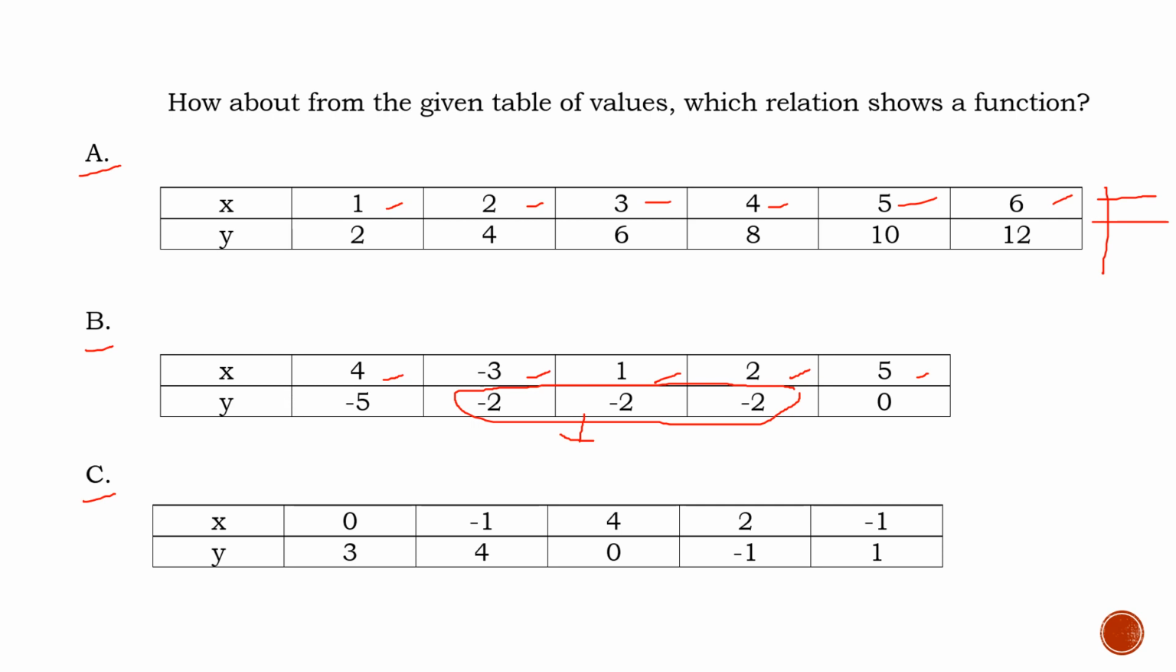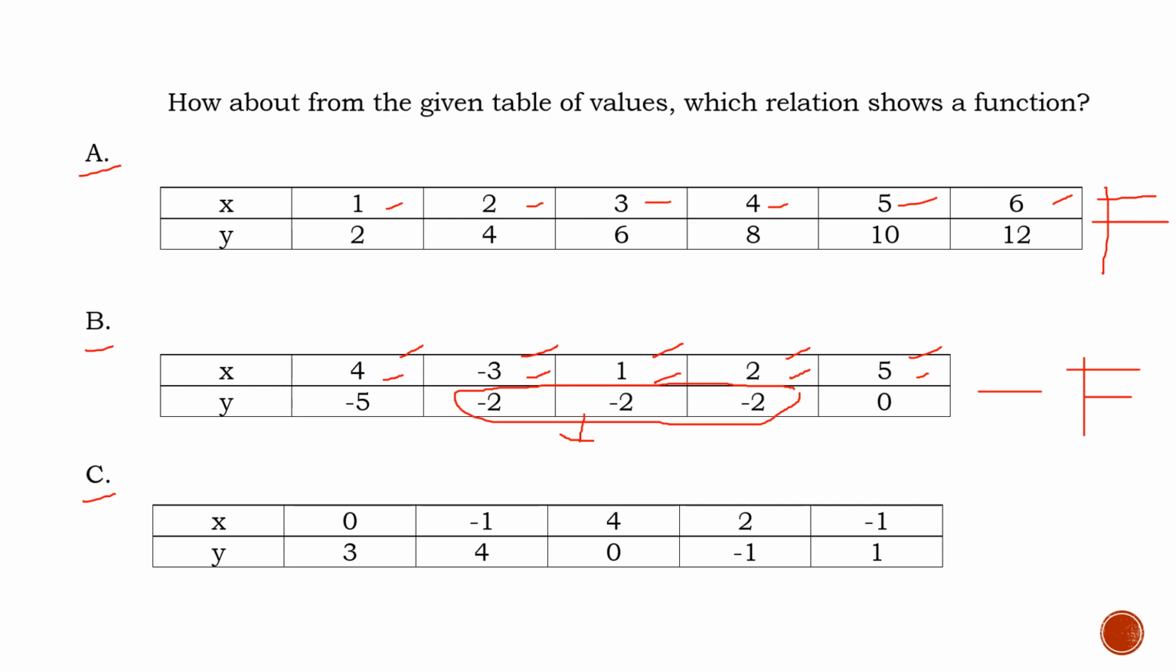Again, if there is no repetition in your x values, it's automatic, even if there is a repetition in your y values. As long as there is no repetition in your x values, then the given table shows a function. Why? Because there is no repetition in your domain, or there is no repetition in your x values under this table. Now, let's go to your table C.